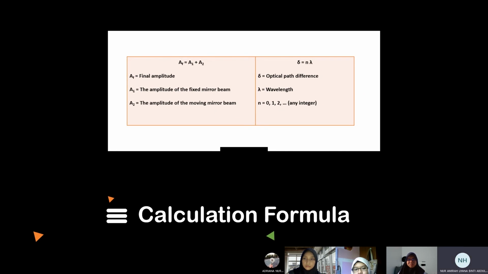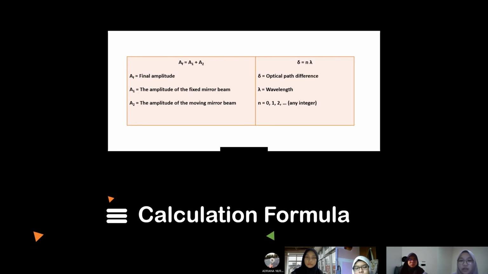Okay, thank you, Arifat Najwa. I will go through the calculation formula. So this is the calculation where A1 is the amplitude of the fixed mirror beam, A2 is the amplitude of the moving mirror beam, and there is also the optical path difference. Also lambda is the wavelength and n is 0, 1, 2, 3 and any integer.